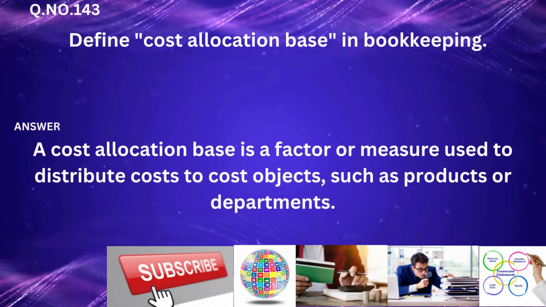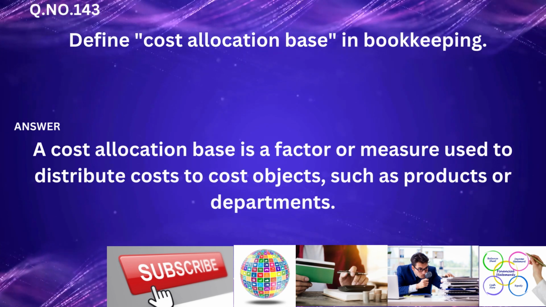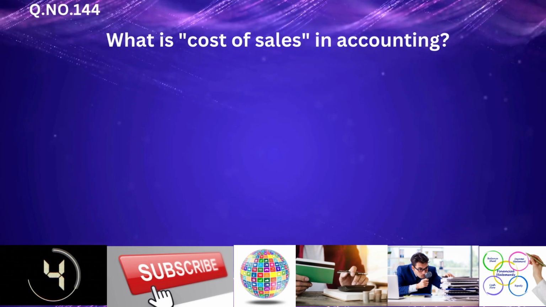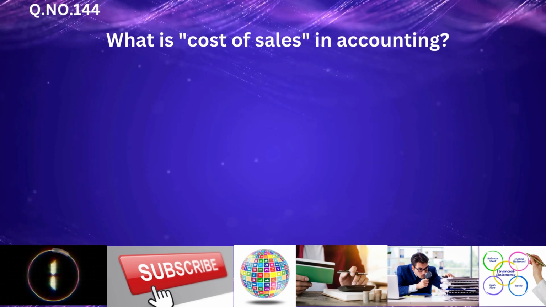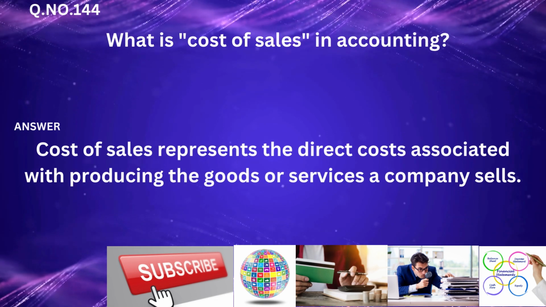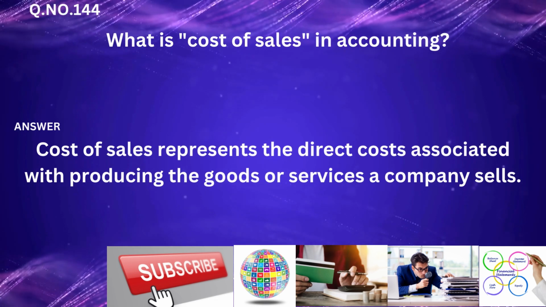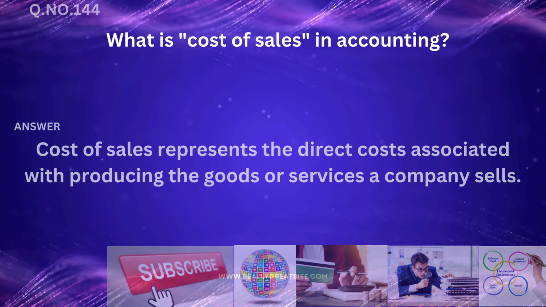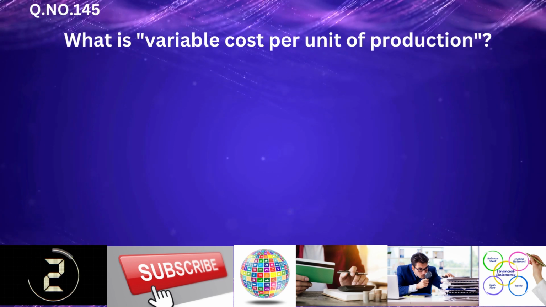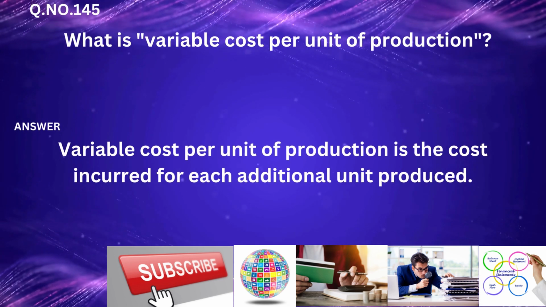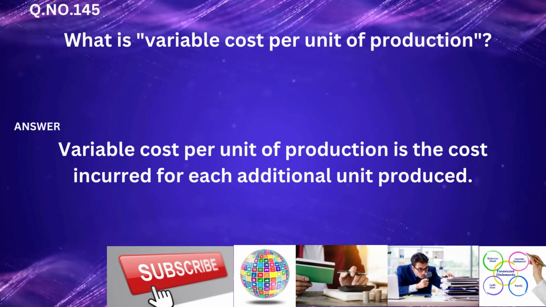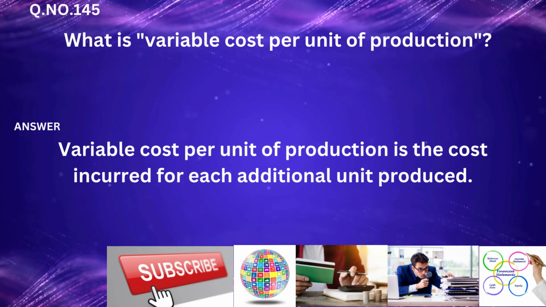Question 150. What is cost of quality report in bookkeeping? Answer: a cost of quality report breaks down the costs related to product or service quality, categorizing them as prevention, appraisal, internal failure, or external failure costs. Question 151. Explain cost allocation pool in accounting. Answer: a cost allocation pool is a group of similar costs used in an activity-based costing system.